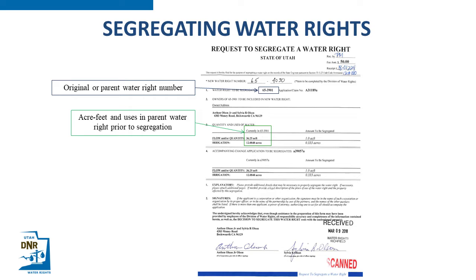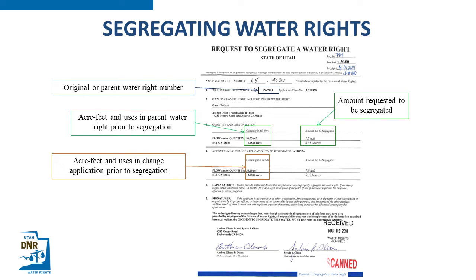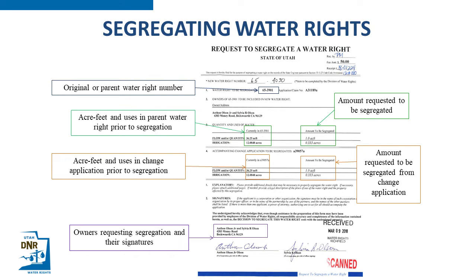If there is a change application associated with that water right, it will list the change application information, the water amount, and the uses there also. The part you will need to fill out is the amount that you are requesting to be segregated, both the water amount and the beneficial use. Also, on the change application, you will need to request the water amount and the beneficial uses there. All parties that have been clicked as the segregating parties will need to sign that application.